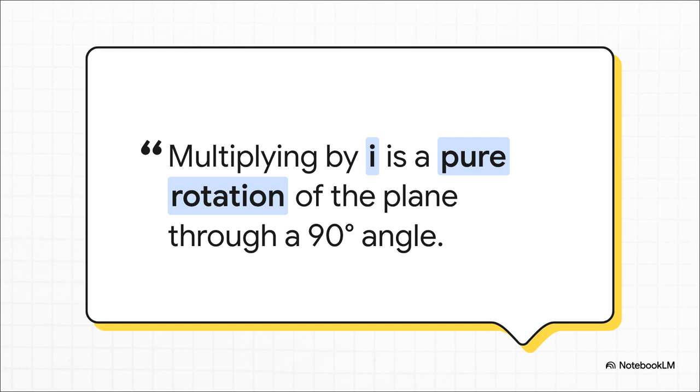So if we multiply any number by i, what happens? Well, according to our rule, we multiply its length by 1. So no change there, and we add 90 degrees to its angle. Multiplying by i is a pure 90-degree turn to the left. That's what i really is.